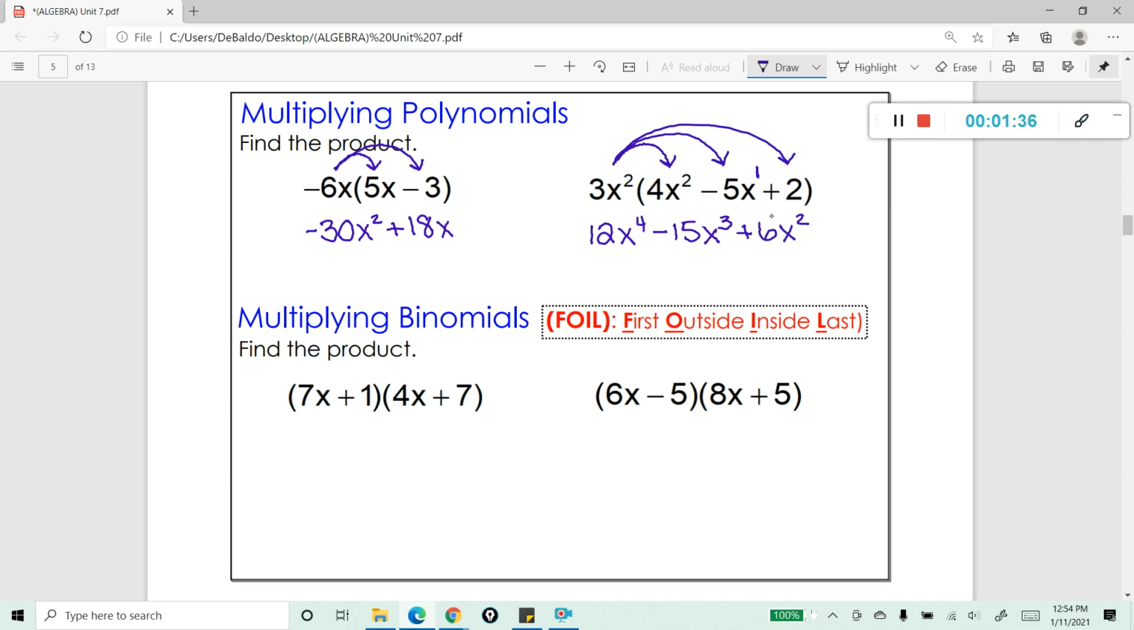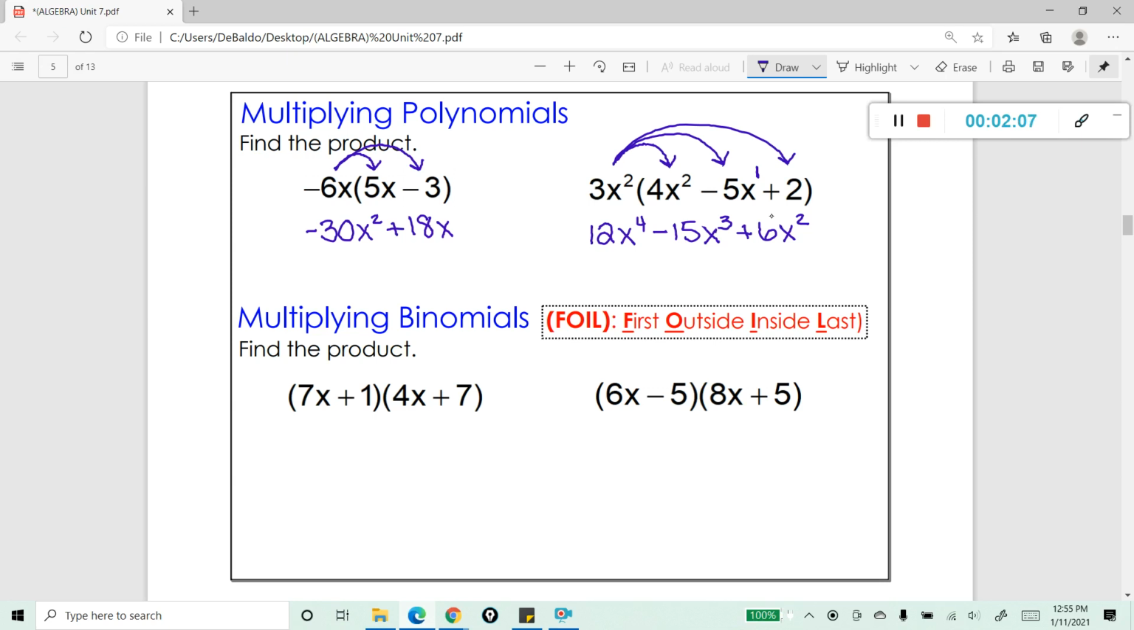Now, those were two examples of multiplying a monomial by another polynomial. Now let's go ahead and take a look at what happens when you multiply binomials. So anytime that you're multiplying two binomials together, you can use this procedure called foiling. Foiling stands for first, outside, inside, last. And those are the steps that you're going to take in simplifying the problem.